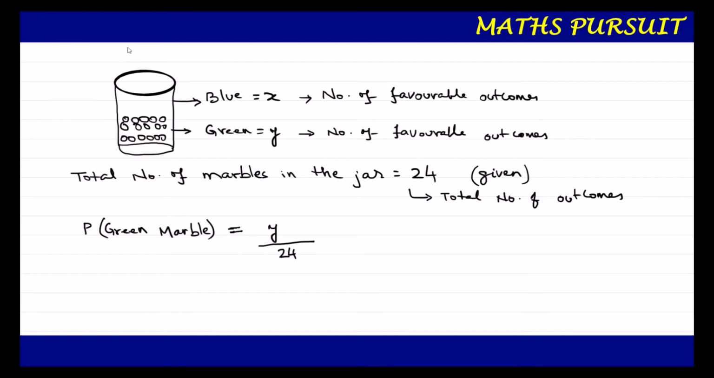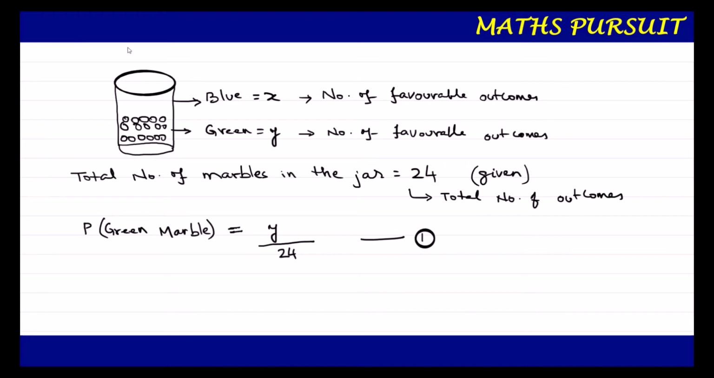This is what we got from our regular formula. We applied our regular formula, that is probability of an event is equal to number of favorable outcomes upon total number of outcomes. Using that formula we got Y upon 24. Now the question is saying that if a marble is drawn at random from the jar, the probability that it is green is 2 upon 3.